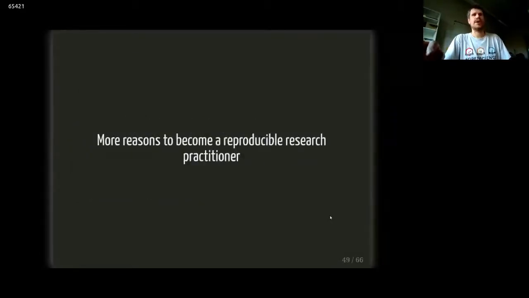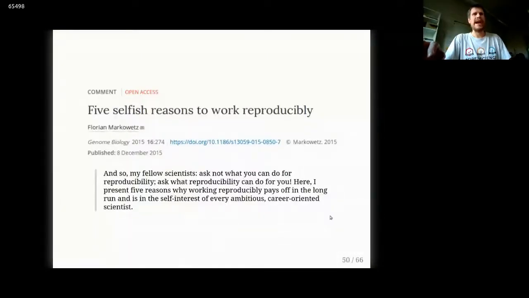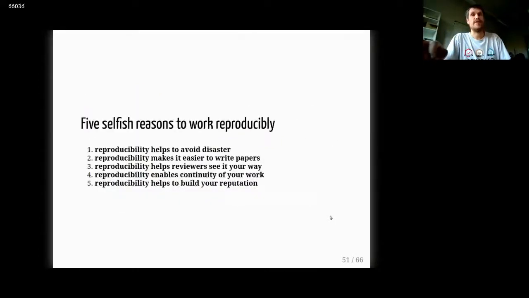But there are more reasons to work reproducibly. And Florian Markowitz says it, I think, very eloquently. Fellow researcher, ask not what you can do for reproducibility, but ask what reproducibility can do for you. You can work reproducibly for very selfish reasons. First of all, reproducibility avoids disasters. Right? You don't want to publish false positives. And making sure you can reproduce your results, you know exactly what happens, can save you from embarrassing disasters.